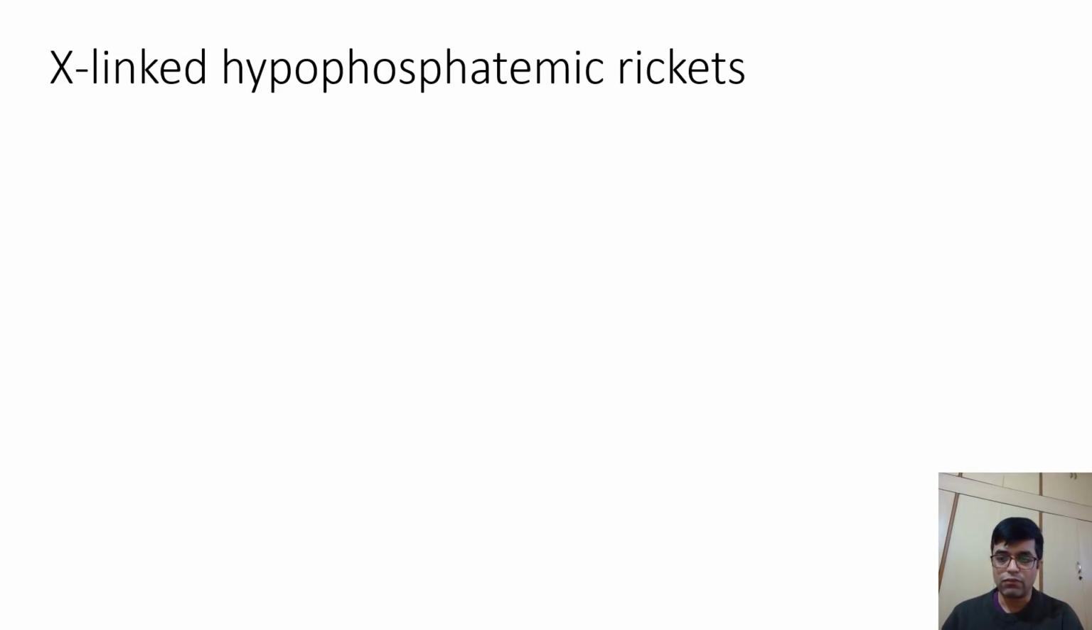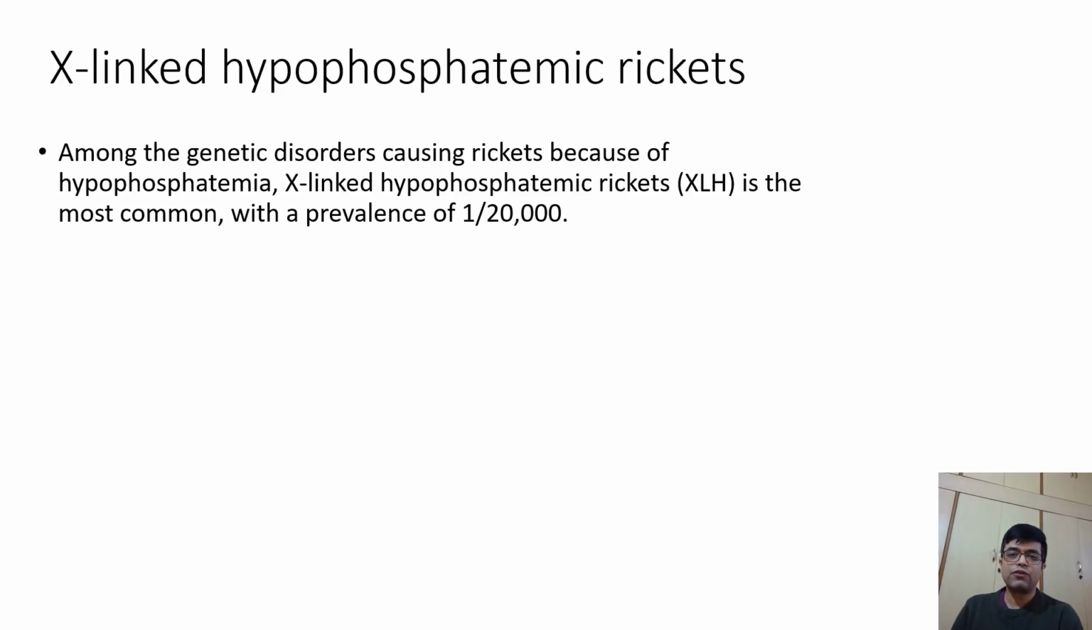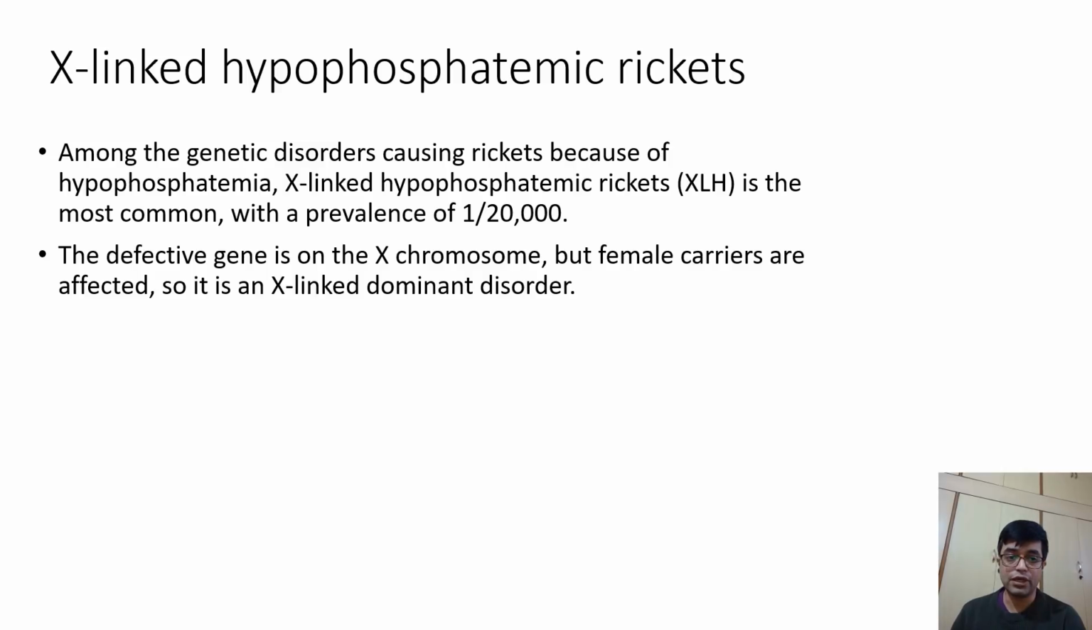Now talking about some one-liners. X-linked hypophosphatemic rickets. Among genetic disorders causing rickets, it is the most common with a prevalence of 1 in 20,000. Defective gene is on X chromosome. It shows X-linked dominant inheritance. That is very important. There are very few conditions which are X-linked dominant. One is X-linked hypophosphatemic rickets. Another is Rett syndrome. Third is your Alport syndrome. And there are a few others.